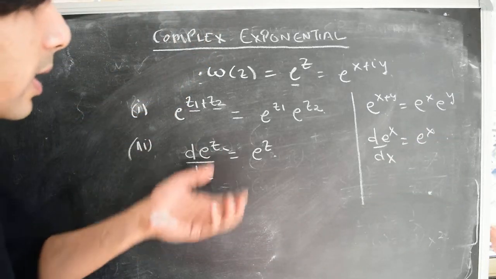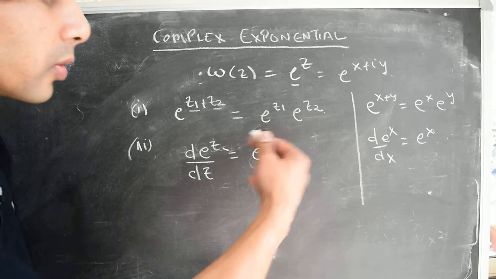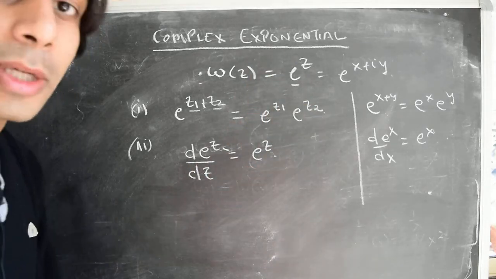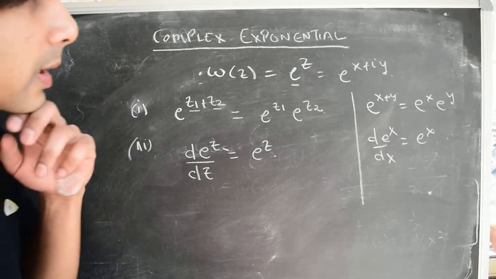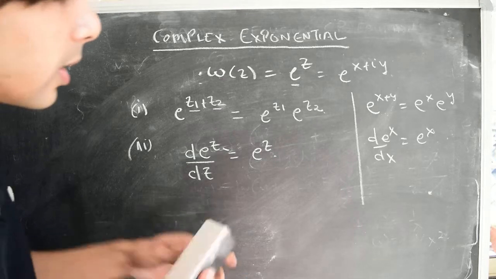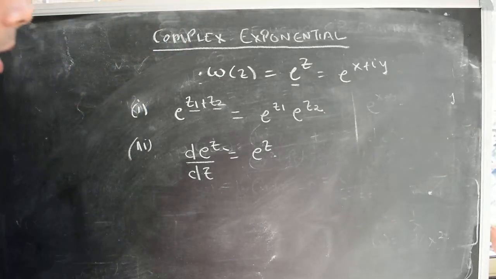So we just postulate that the complex exponential borrows these properties, and this is the way we are introducing or defining the complex exponential function. But now we can work out some consequences of this. In particular, let's look at property 1.